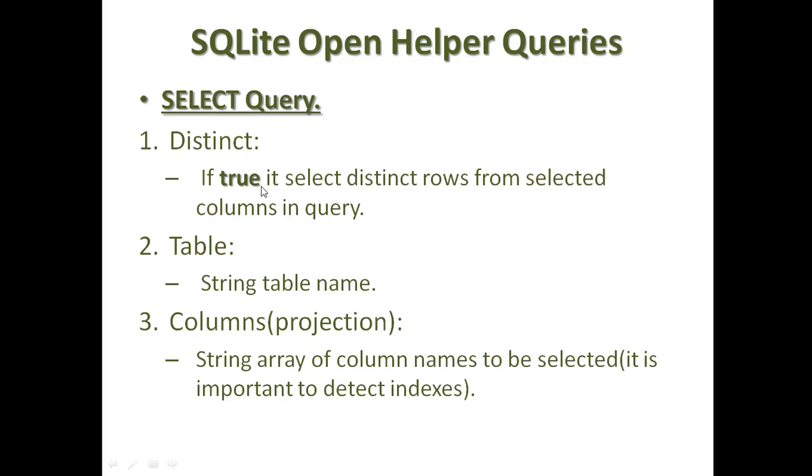Distinct is Boolean. If you add true in this query, it selects distinct rows from the selected columns in the query. Table: you need to add a table name. Columns, sometimes we call it projection. It's a string array of column names to be selected, and it is important to detect the indexes of the column names.